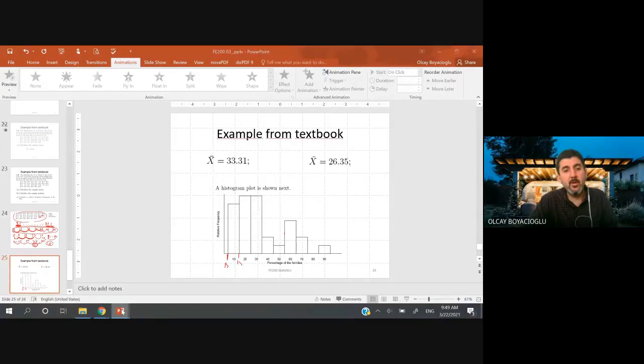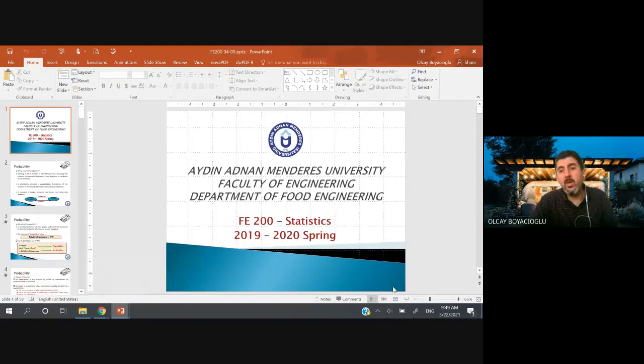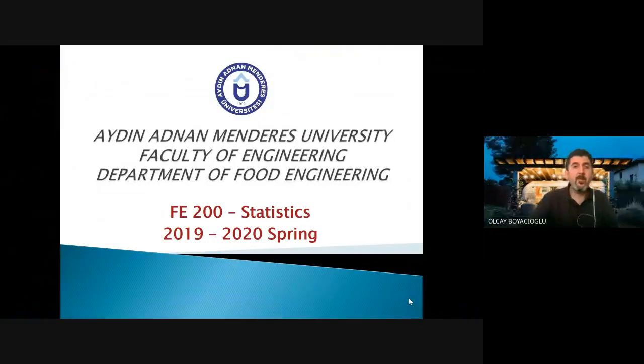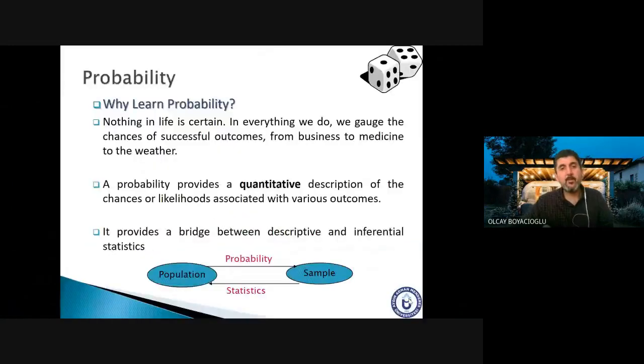Now I'm just going to change our topic to probability. Okay, now we are starting a new topic. Hopefully you learned about the data sets and stuff. All right, now let's talk about probability, guys. What is probability? In Turkish, olasılık. All right, so why are we learning probability in the statistics course?